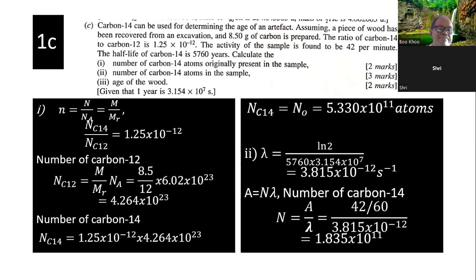Anything not clear? You are still very weak in your calculation. Any part that you need me to explain further? Not sure. Okay.